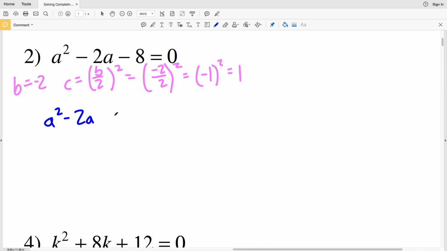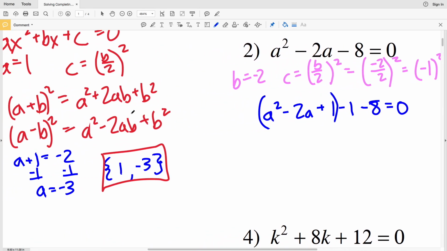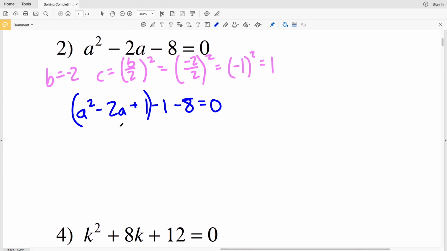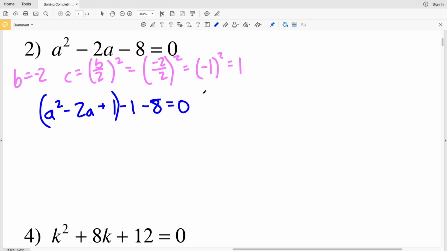So I'll have a squared minus 2a, and then I'll add 1 and subtract 1, essentially adding 0, and then I still have to have minus 8, and that will equal 0. Now, a squared minus 2a plus 1 is in the form of a squared minus 2ab plus b squared. So I can rewrite this as (a minus b) squared, where my a value is simply a, and my b value is that positive 1. So I'll have (a minus 1) squared, and then I'll combine my like terms, 1 and 8, to get minus 9, and that is all equal to 0.